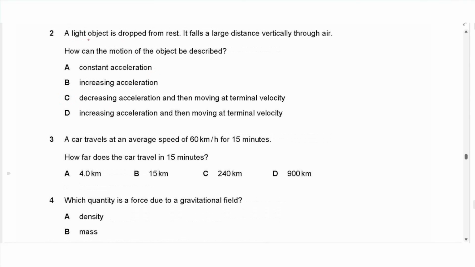Question 2 says a light object is dropped from rest. It falls a large distance vertically through air. How can the motion of the object be described? Is it constant acceleration, increasing acceleration? That would be impossible. Decreasing acceleration and then moving with terminal velocity. This would happen if there is air resistance, and this would happen if there is no air resistance, but it said through air, so we choose C here. It is not increasing acceleration, it is decreasing acceleration, then constant velocity or terminal velocity.